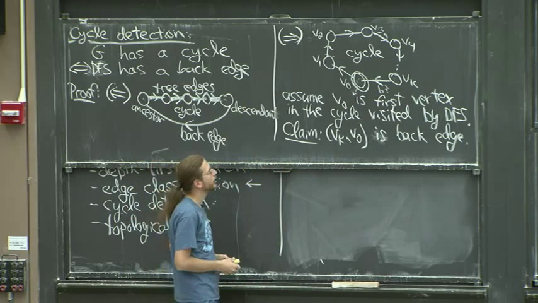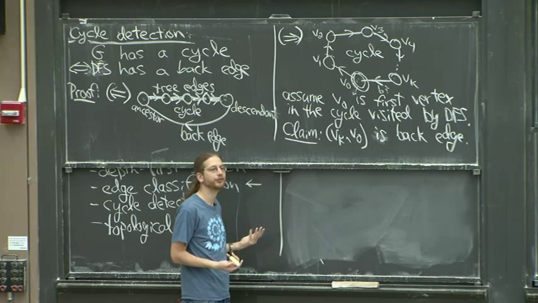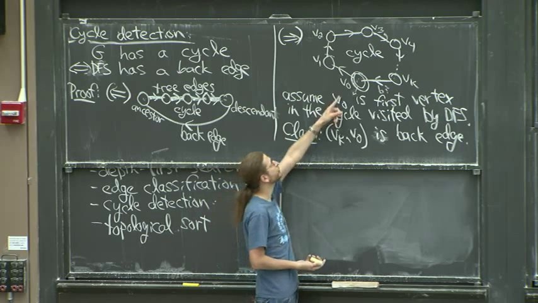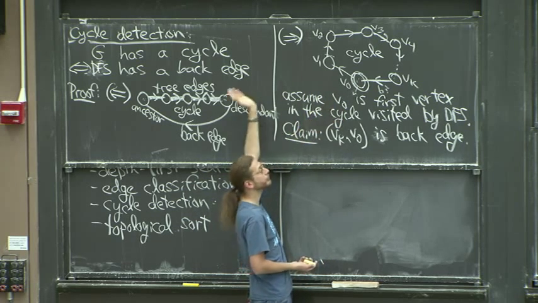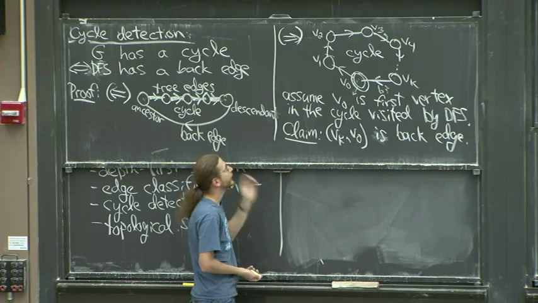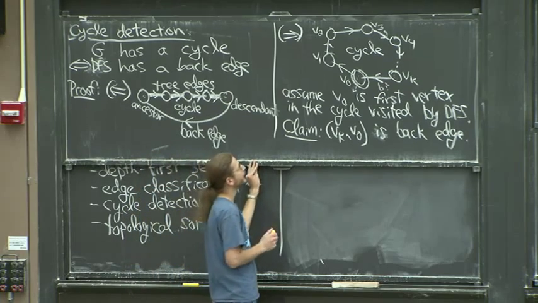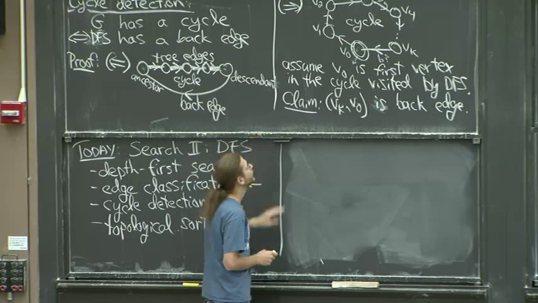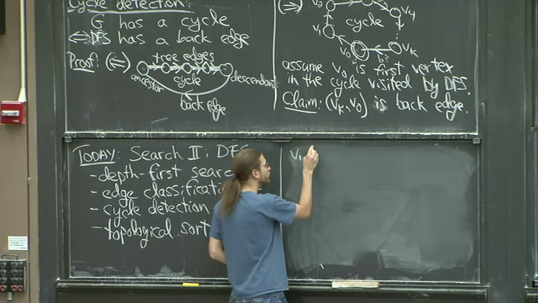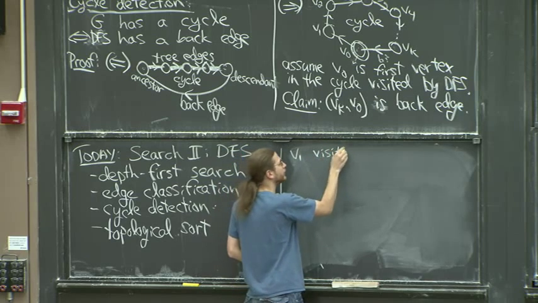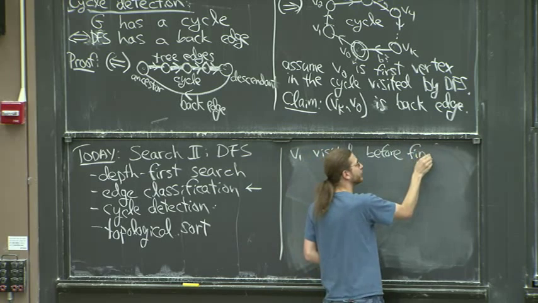What do we do next? Well, we visit all the outgoing edges from v0. There might be many of them. Could be an edge from v0 to v1. Could be an edge from v0 to v3. Could be an edge from v0 to something else. We don't know which one's going to happen first. But the one thing I can claim is that v1 will be visited before we finish visiting v0.